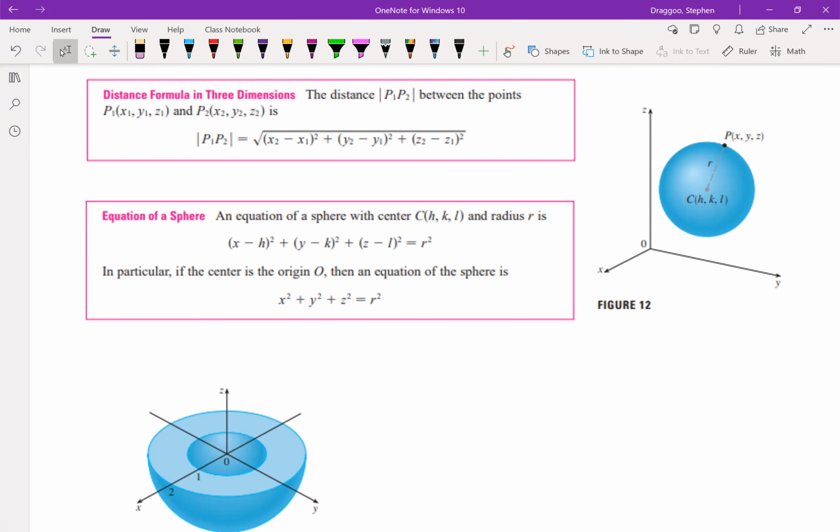So we look over at figure 12. There we have a sphere floating at some center, h, k, l, with a radius of r, a sphere being just a three-dimensional circle.